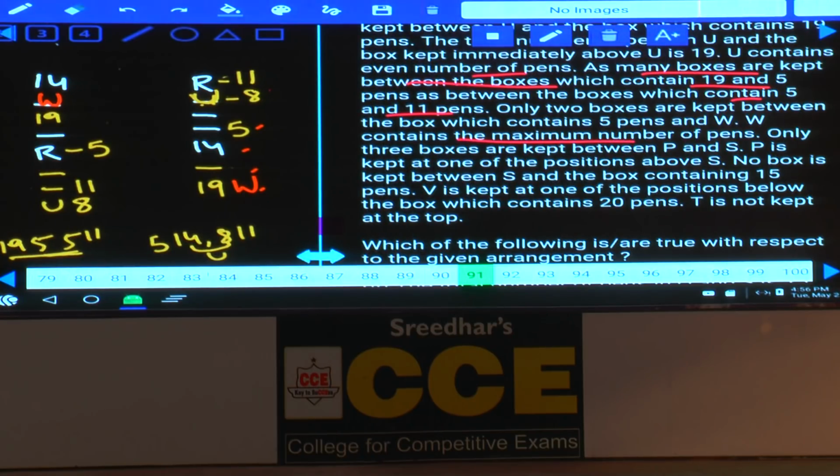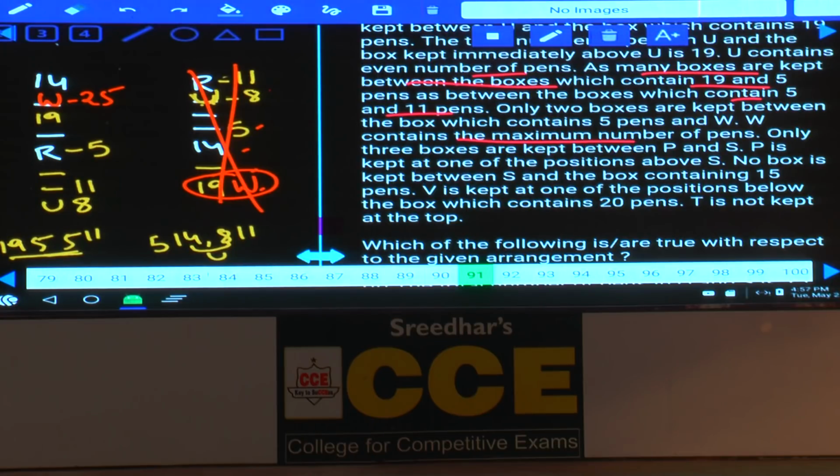Now among these pens, which is the maximum here? 25 is the maximum. But as in the second case, we got W as 19. It cannot be maximum. The second case is ruled out. Hence this W is 25. W is the maximum. If W is the maximum, then only 3 boxes are kept between P and S.